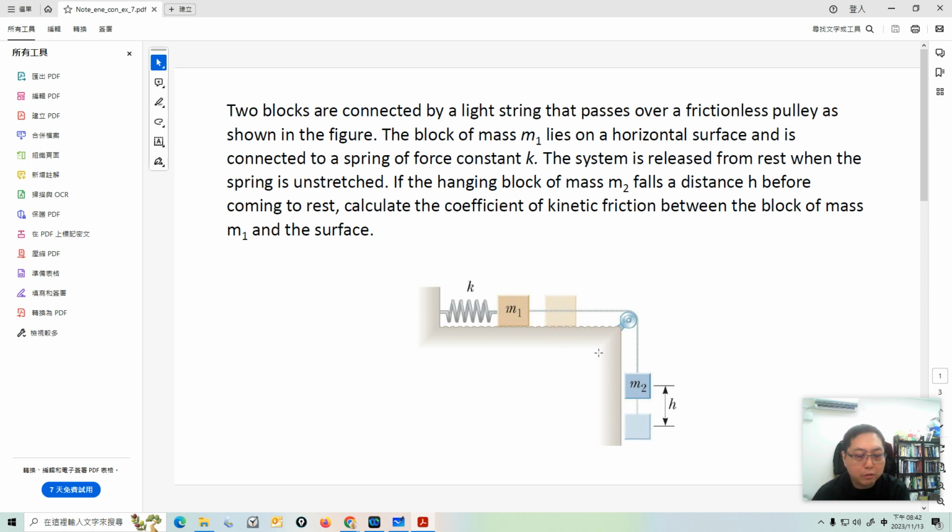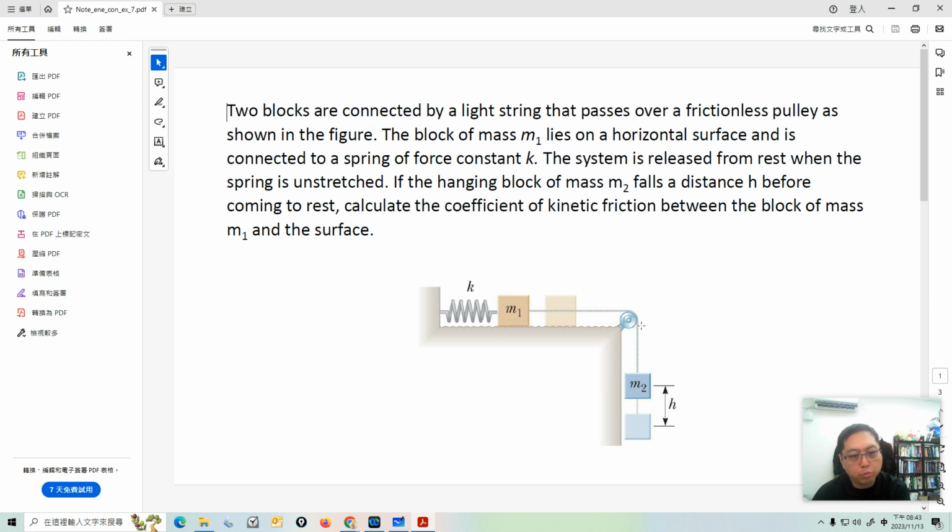And why will this system stop? The reason is that there is a rough surface. There is friction between M1 and the surface, and we don't know the kinetic friction coefficient. The problem wants us to use this information to calculate the coefficient of kinetic friction between the block of mass M1 and the surface. So this is a very typical energy conservation problem, and let's start to analyze it.